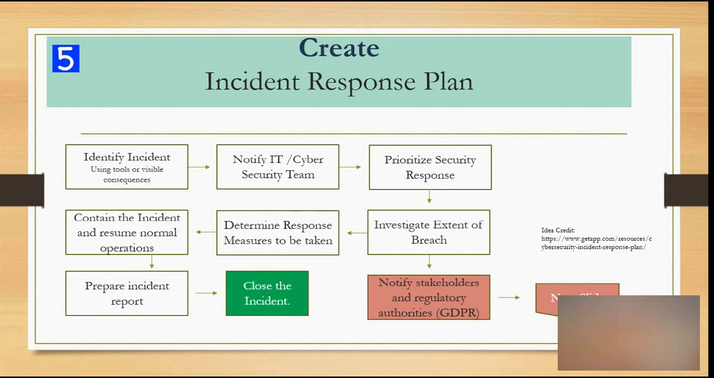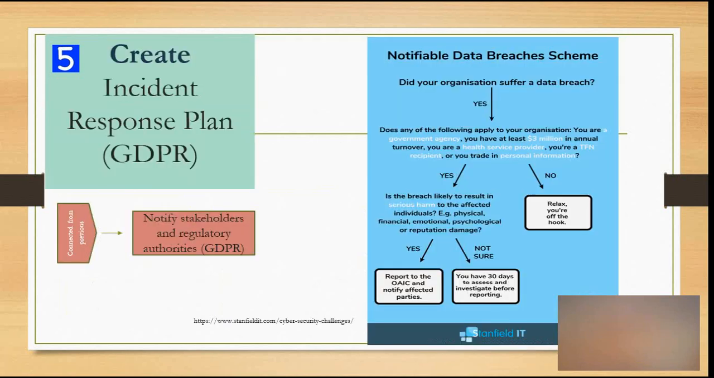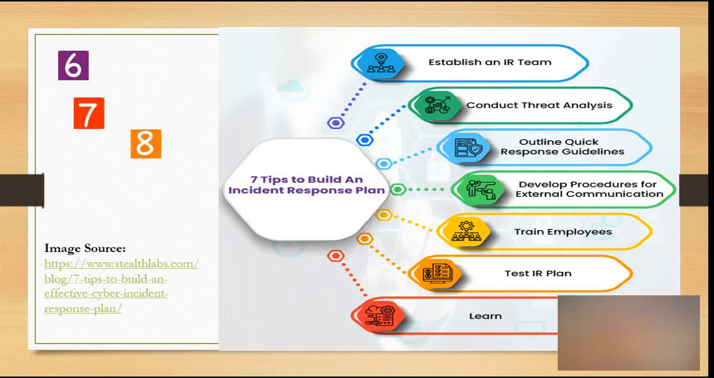As there was no personal data at risk, we don't need to inform within 72 hours. Still, this needs to be reported to OAIC within 30 days to assess and investigate before we report it. Last thing to do will be to learn from our mistakes, update incident response plans, find the gaps, and create solutions. I thank you for your time.